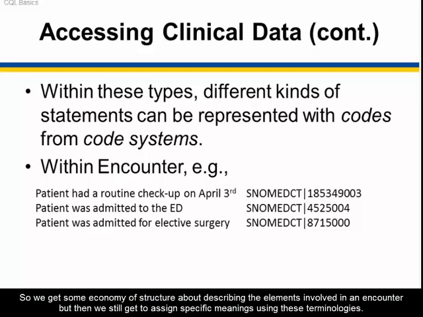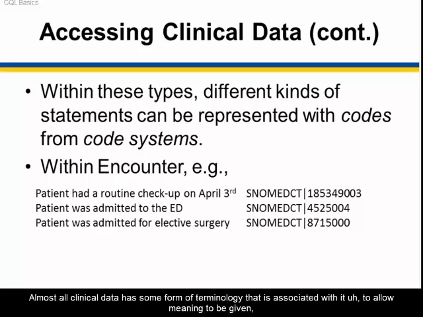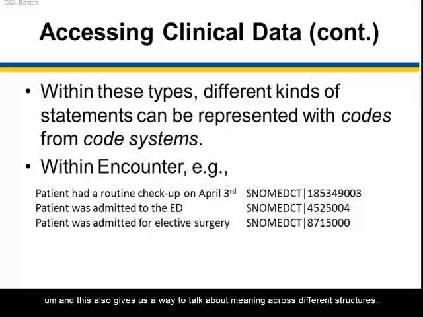So we get some economy of structure about describing the elements involved in an encounter, but then we still get to assign specific meanings using these terminologies. And this pattern is ubiquitous in clinical data. Almost all clinical data has some form of terminology that's associated with it to allow meaning to be given. And this also gives us a way to talk about meaning across different structures.